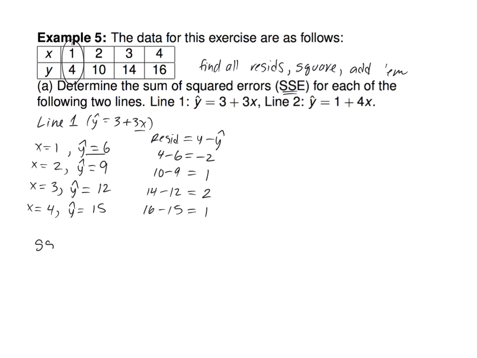And so the SSE for line 1 is equal to, take these numbers, square them, and add them up. So what's negative 2 squared? 4. 1 squared is? 1. Plus 4 plus 1. For this line, SSE equals 10. Great. And then let's do line 2.